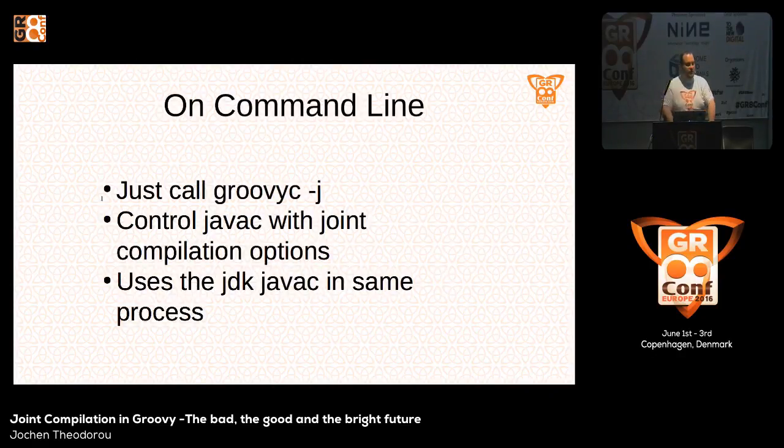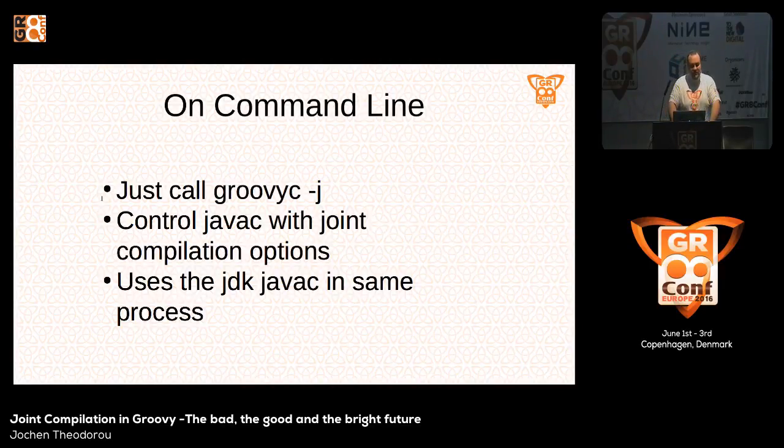So there are different ways to call it on the command line. You can use it with Groovyc and the -j option to enable joint compilation. And you can give additional options to control, like, I actually forgot what you can control at all. There's the documentation about it on our wonderful Groovy-lang website, which shows all the options you can use and what they do. I suggest doing that.